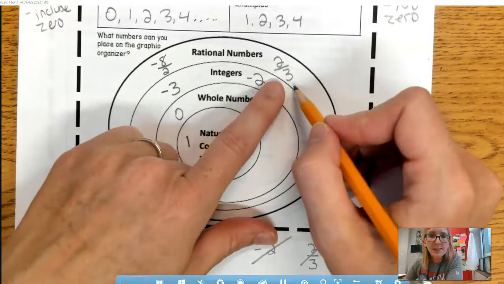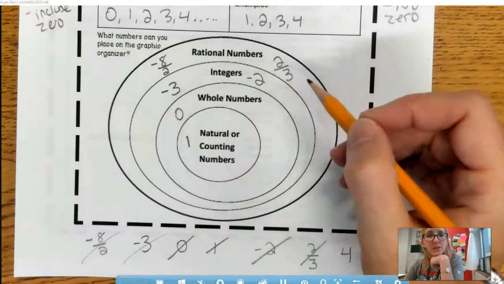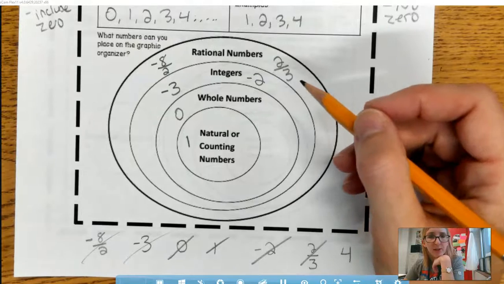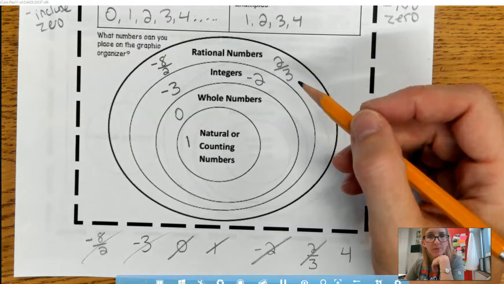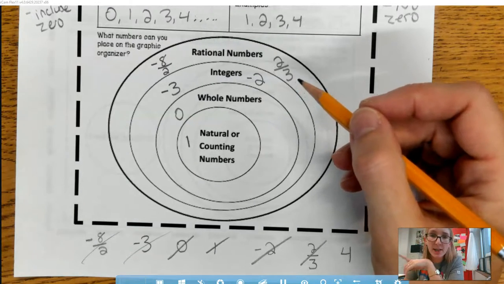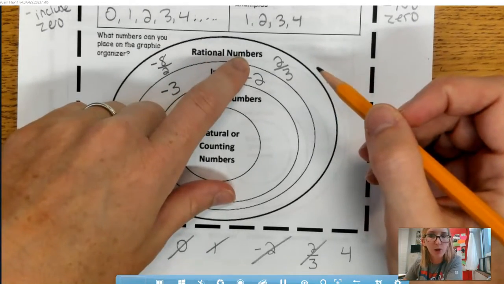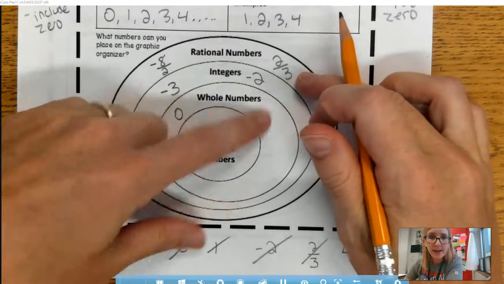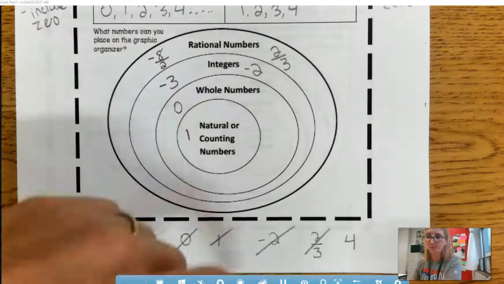So, what definitions does 2 over 3 meet? I'll give you a second to figure that out. All right, I hope you said one definition only. It just meets the definition of a rational number. It's not in any other circle. It's only in the outer circle.